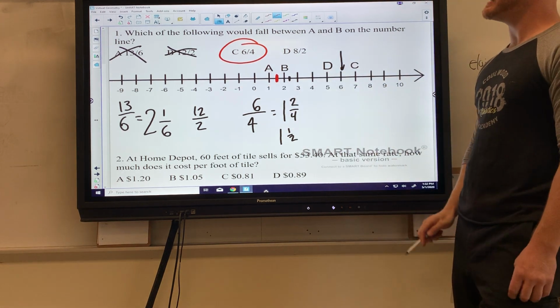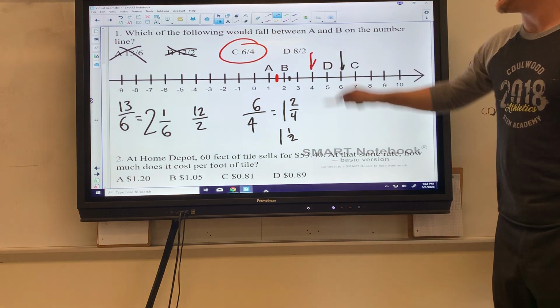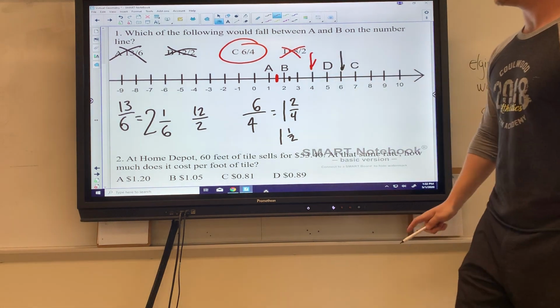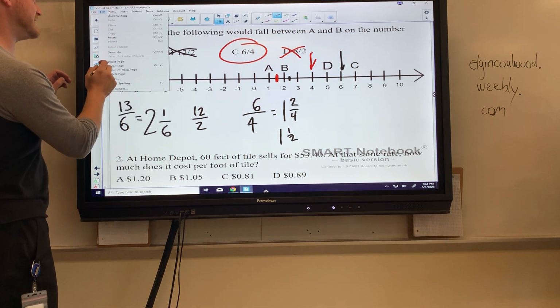Just in case, let's look at D. 8 over 2 means 8 divided by 2, that's 4. That's right there. That definitely does not work. So number 1, give yourself a pat on the back if you got C.